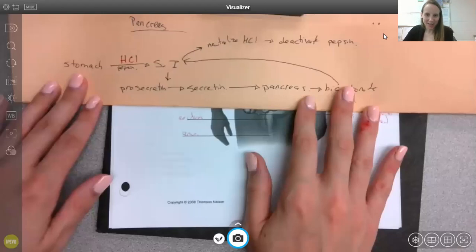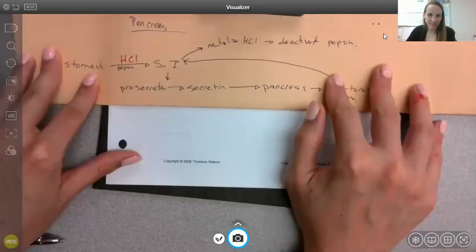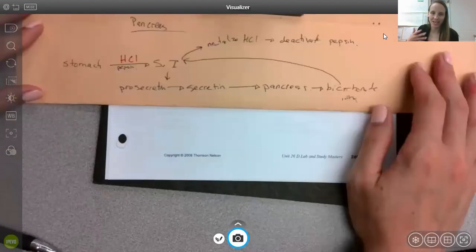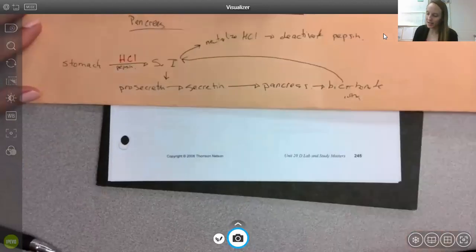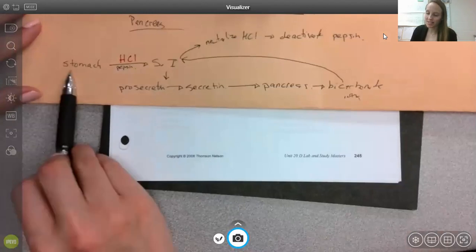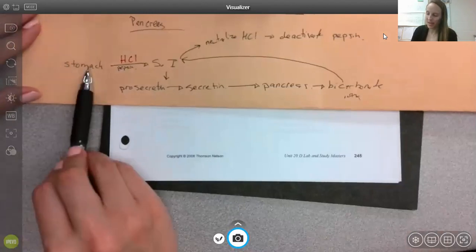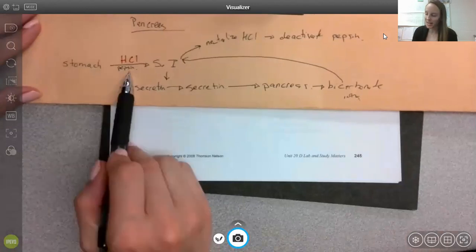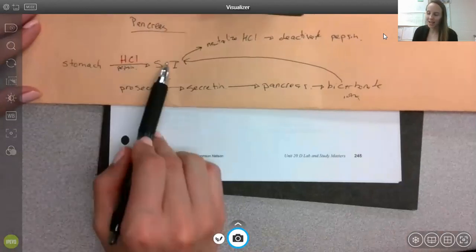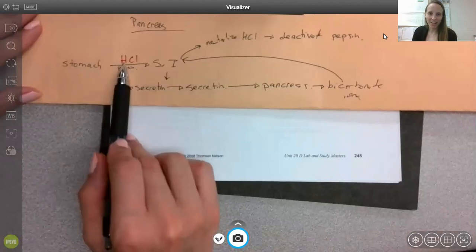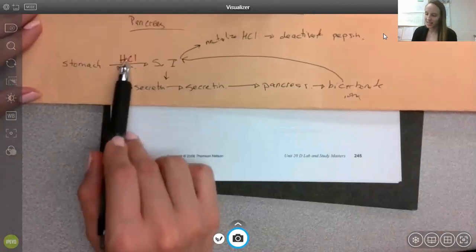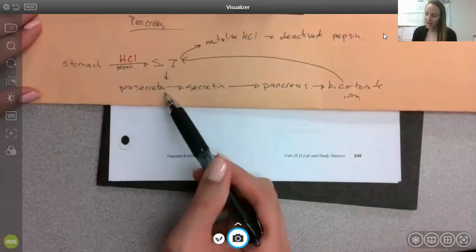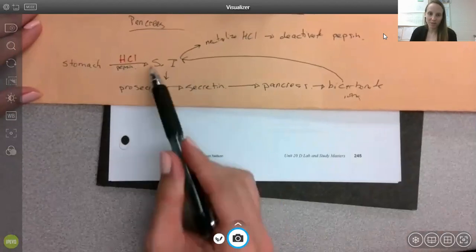Next I just want to briefly review this one job of the pancreas, which is to protect the small intestine. So the stomach is going to open up and it's going to drop food as well as pepsin and hydrochloric acid into the small intestine. I've drawn the hydrochloric acid in red here because the hydrochloric acid is actually going to be what triggers the small intestine to go through the rest of this process.